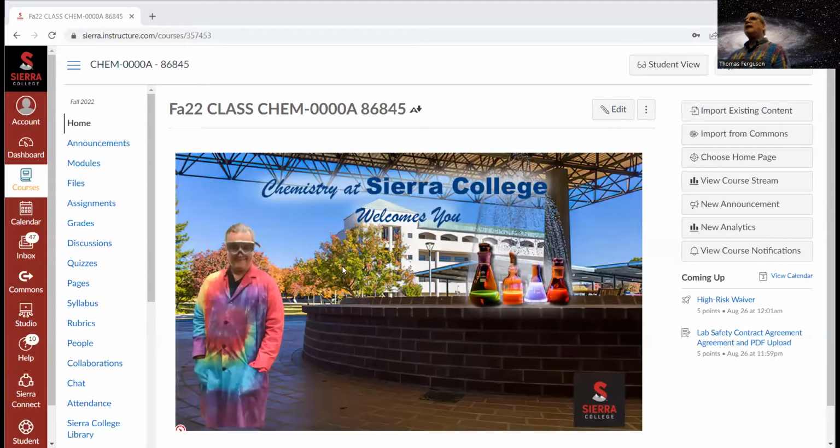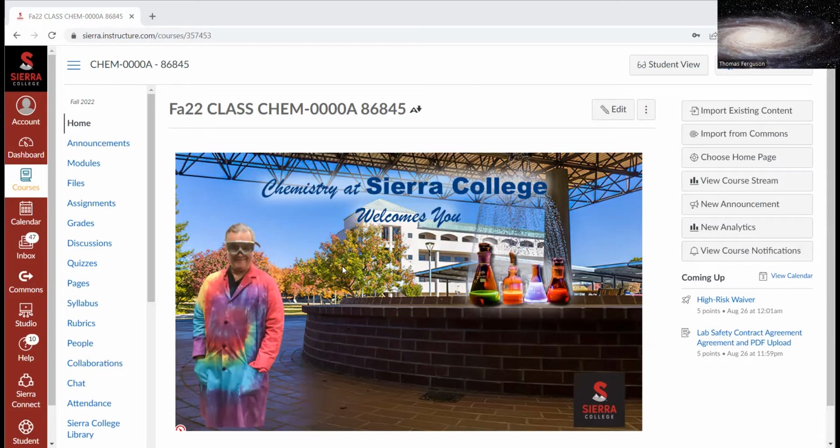Okay, so this is what my Canvas looks like. That's my lab coat, speaking of lab coats. There's something called a high risk waiver and a lab safety contract you need to turn in this week.